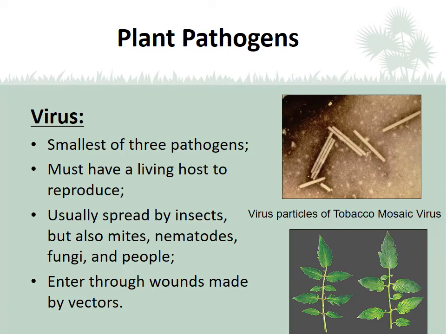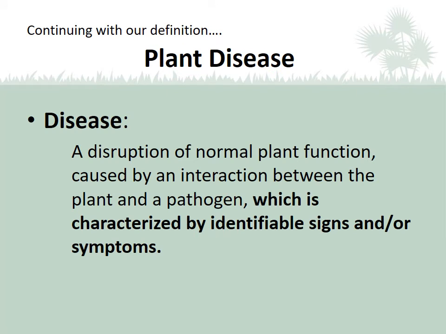So like I mentioned before, very important that we understand that insect pest management and disease management are somewhat tied together based on vectoring and the movement of these diseases through insects. Again, continuing with our definition, plant disease is a disruption of normal plant function caused by an interaction between a plant and a pathogen, a susceptible plant and an infectious pathogen, which is characterized by identifiable signs and or symptoms. So next we'll talk about signs and symptoms and the differences between them.